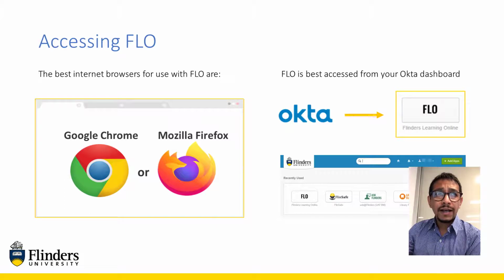The best way to access FLO is from your Okta dashboard. Simply log in to Okta and locate the FLO tile. An example of what the FLO tile looks like is displayed on the right-hand side of your screen. The best internet browsers for use with FLO are Google Chrome and Mozilla Firefox. For a seamless user experience, please make sure you have the latest version of Chrome or Firefox installed on your device.